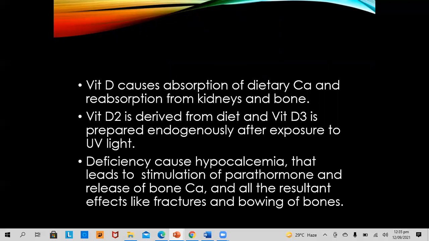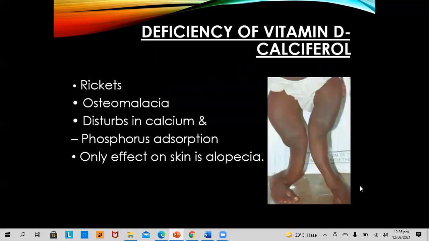The deficiency of vitamin D results in hypocalcemia that leads to stimulation of parathormone and release of bone calcium and all the resultant effects like fracture and bowing of bones and pain in the bones on walking. So deficiency of vitamin D or calciferol results in rickets and osteomalacia. It disturbs calcium and phosphorus absorption. The only major effect of vitamin D deficiency on skin is alopecia.